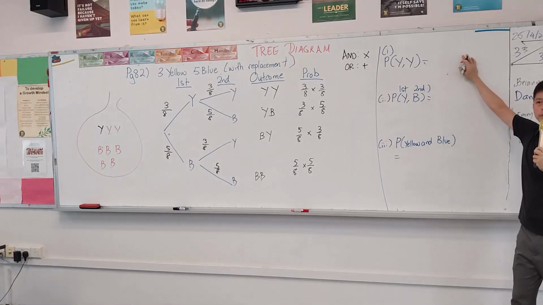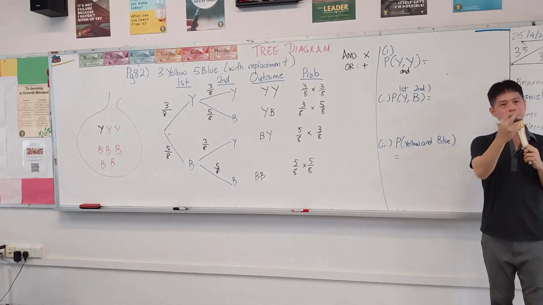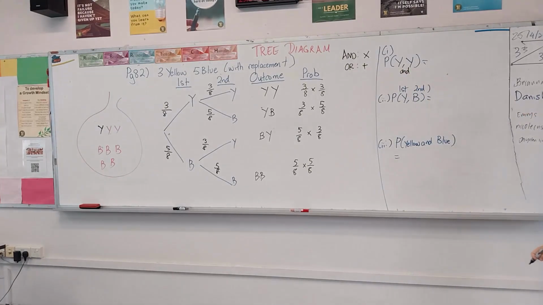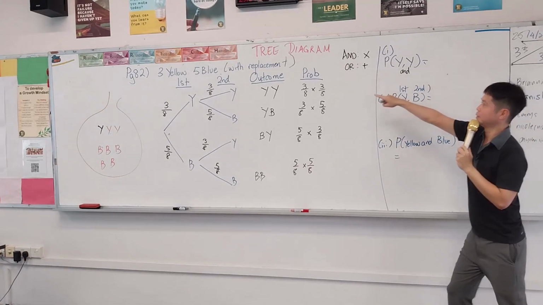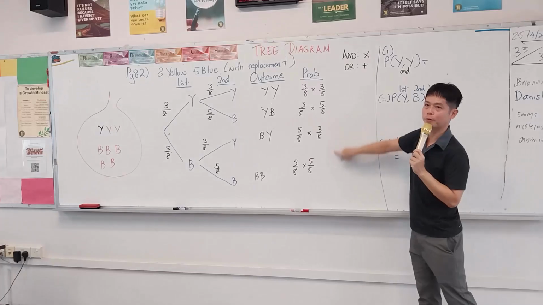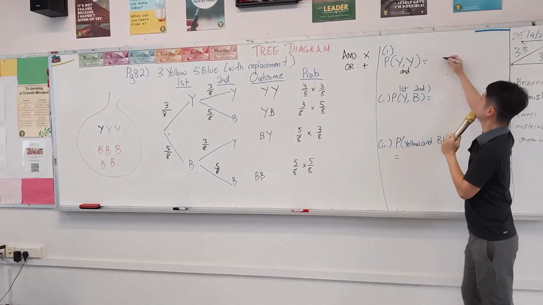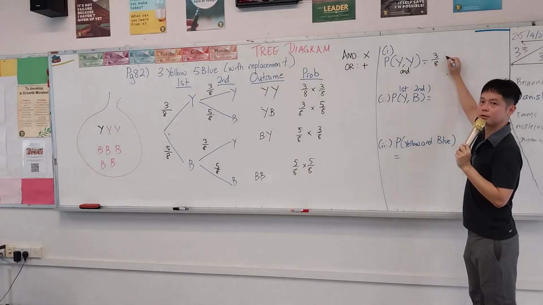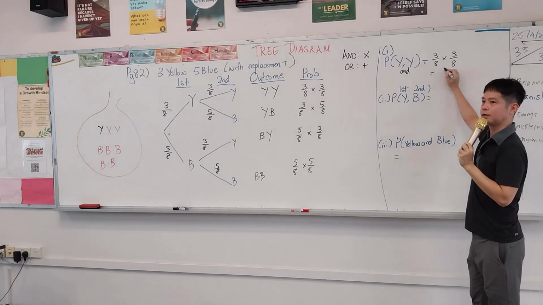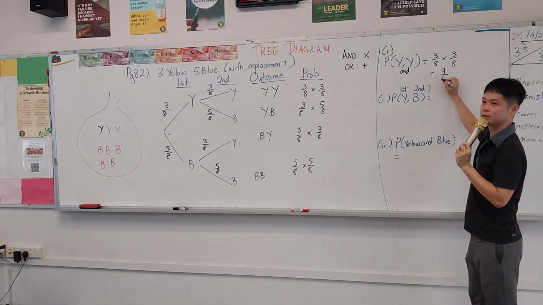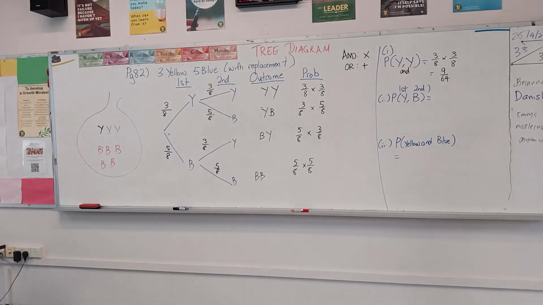The first question asks you what's the probability of getting a yellow and a yellow. That means they want 2 yellows. So how do I work it out? Which of these do I want? I want the first one, right? So I just write 3 over 8 times 3 over 8. And the answer will be 9 over 64. Okay, so that's the answer.